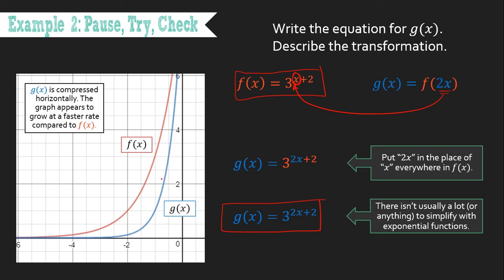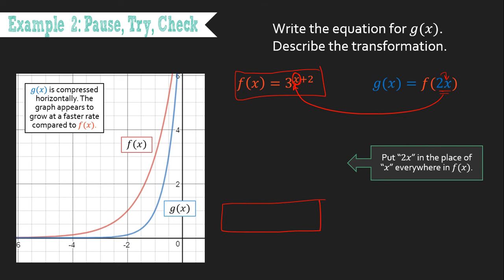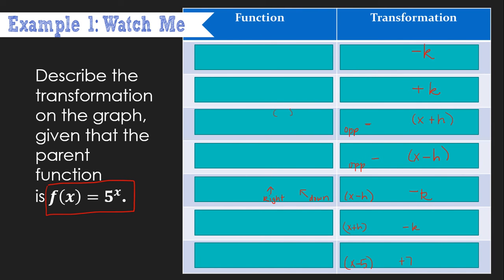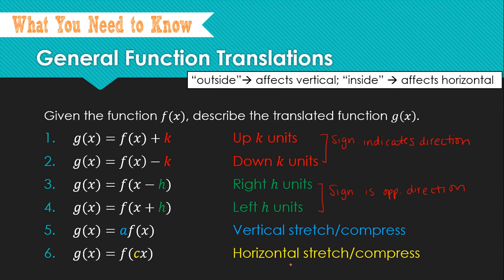And here, this is just a difference of the two graphs. So g of x is compressed horizontally. We're describing what's happening. The graph appears to grow at a faster rate compared to f of x. And it's being compressed horizontally because we're applying that 2 directly to the x. So if you go back to your list of rules, let me show you that really quick. It'll take me a minute to get there. But here's that horizontal stretch or compression, okay? And we're applying that directly there.